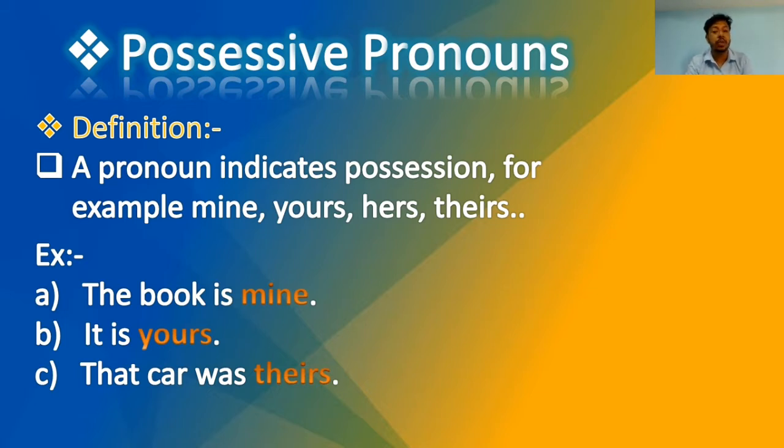For example, mine, yours, hers, theirs. These are the examples of possessive pronouns. The book is mine. Here mine is possessive pronoun. It is yours. Here yours is possessive pronoun. That car was theirs. Here theirs is possessive pronoun. Always try to keep in your mind that whenever you want to use these possessive pronouns, either you have to use them at the starting of the sentence, or at the end of the sentence. Okay, so this is possessive pronoun.